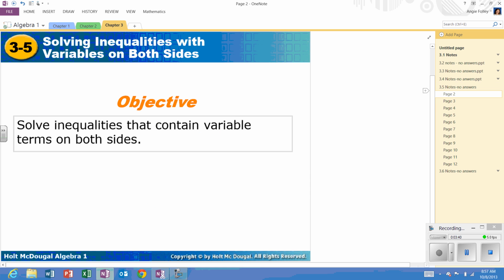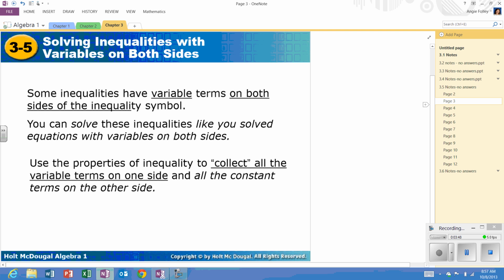All right, so today, like I said, we're going to look at inequalities that have variables on both sides, kind of similar to what we just did in the warm-up with equations. Some inequalities have variable terms on both sides of the inequality. We can solve these just like we solved equations in the warm-up by collecting everything on one side. And all we're doing with that, again, is using our inverse operations.